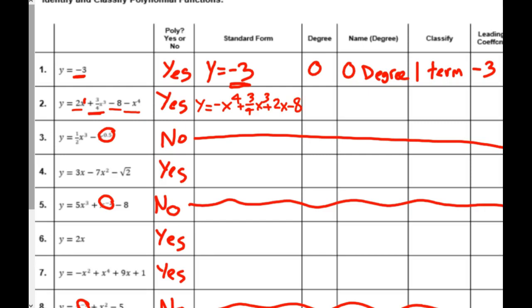I know it's small. You got to fit it in there. It is what it is. But our powers are highest to lowest. Fourth power, third power, first power, no power. So what degree is this? What's that highest power right here? 4.